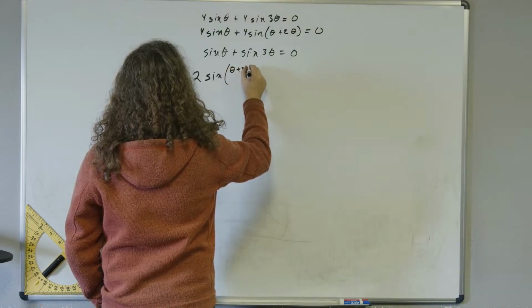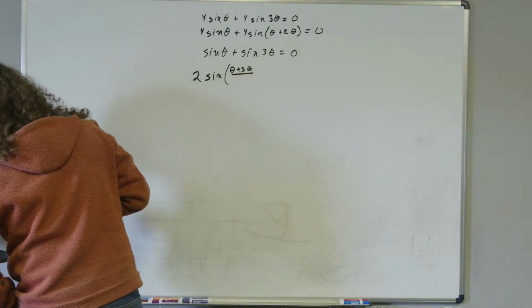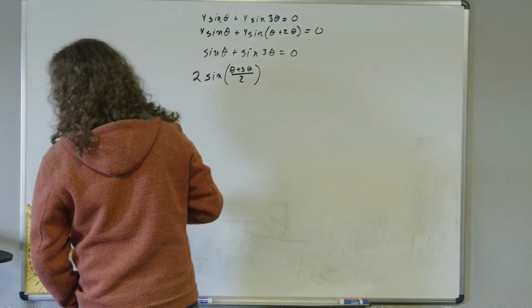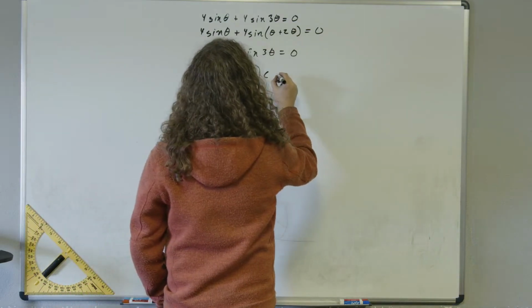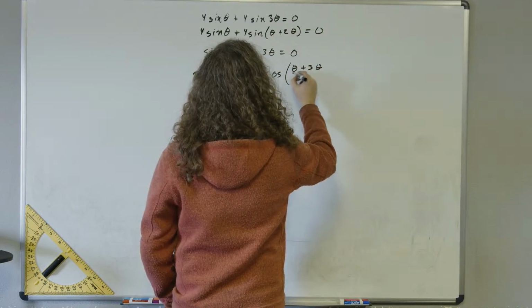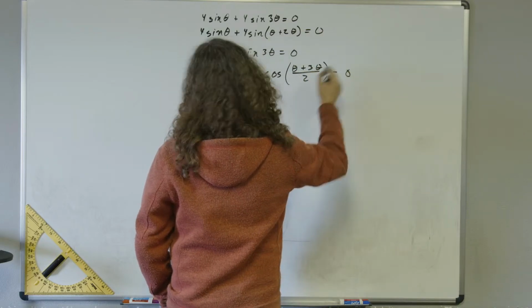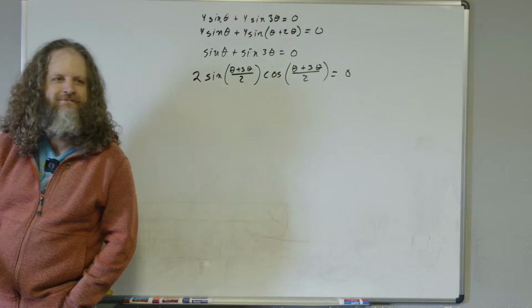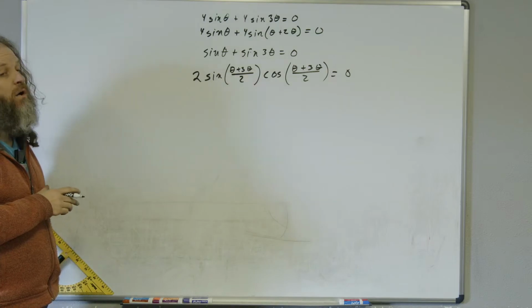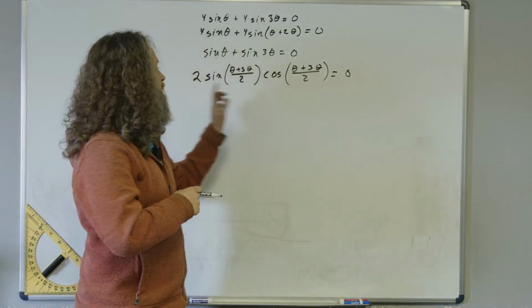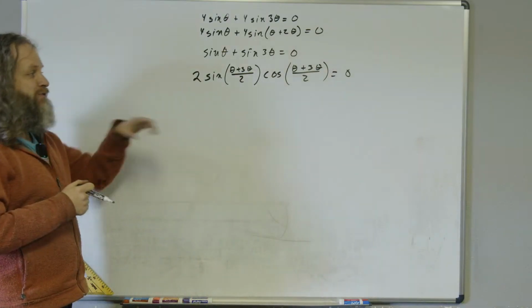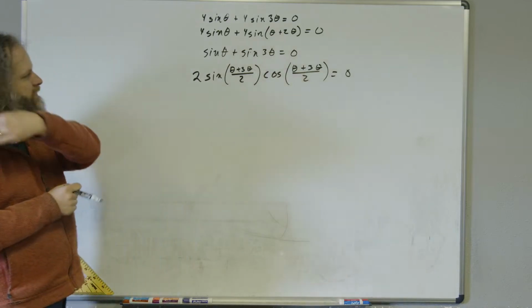Theta plus 3 theta over, is it 2, right? 2 times cosine of theta plus 3 theta over 2 equals 0. Now what can we do? Well, that 2 will cancel out both the halves. No, that's not times. This 2 will not cancel. This is a function. This 2 can't get at that 2. Those 2's are going to cancel in a minute, but not with that.